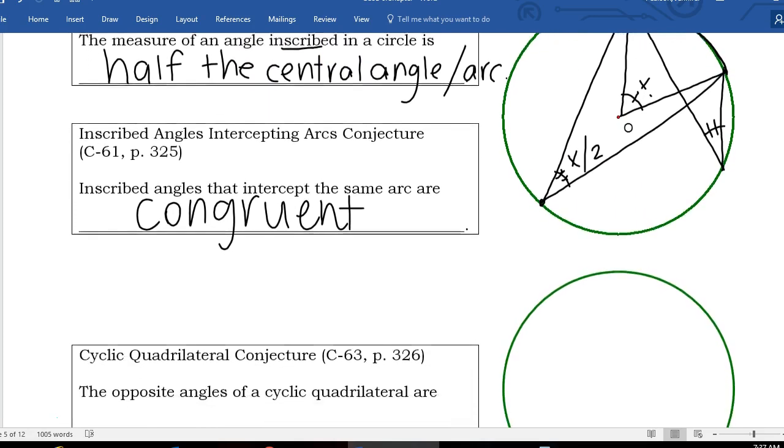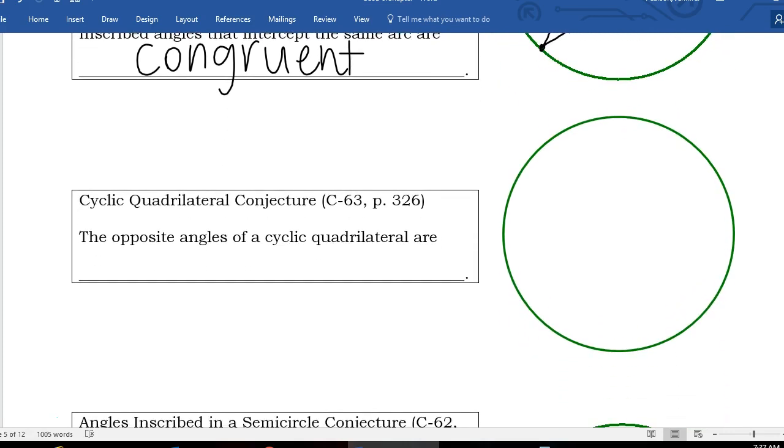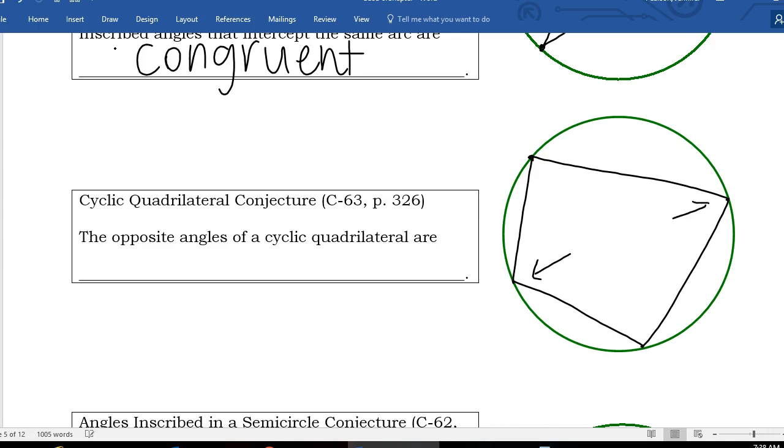My next rule reads, cyclic quadrilaterals. The opposite angles of a cyclic quadrilateral are a blank. So a cyclic quadrilateral is a four-sided shape drawn into a circle. 1, 2, 3, 4. So I have any four-sided shape drawn inside a circle. The opposite angles, so that would be this angle and this angle, will always add up to 180 degrees.